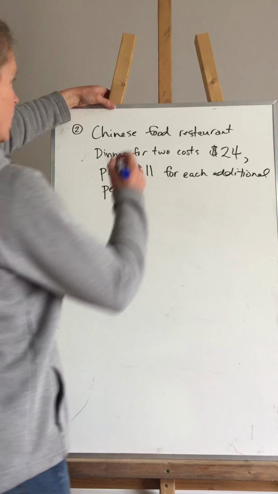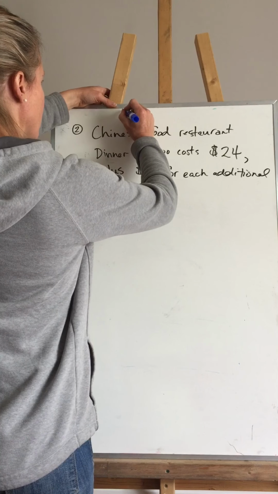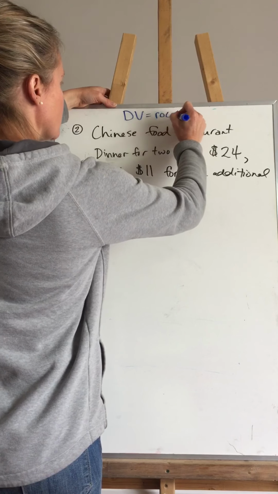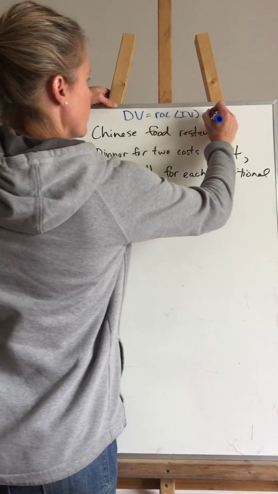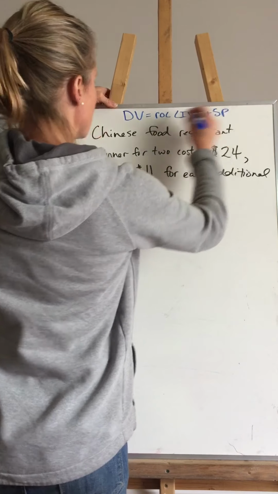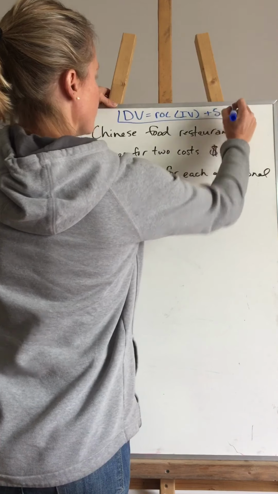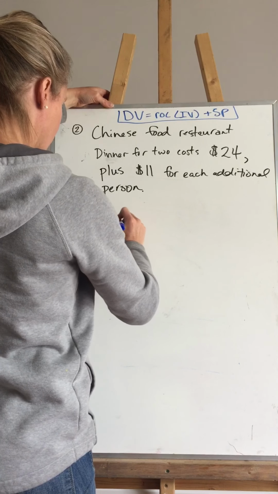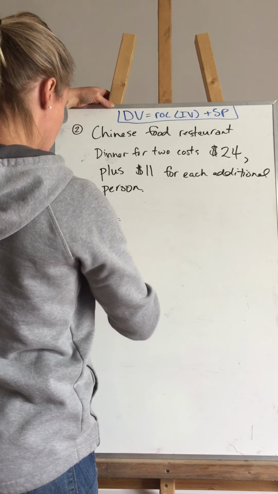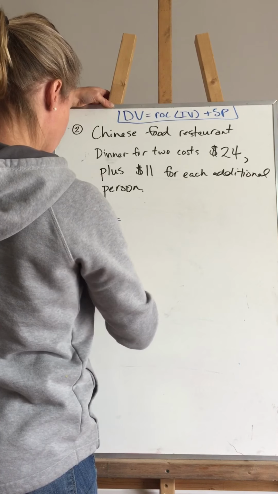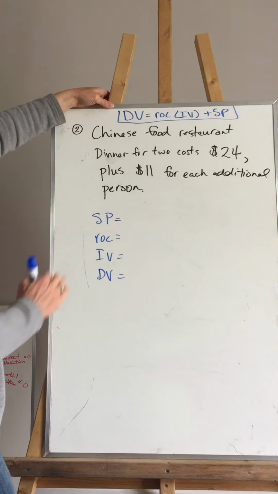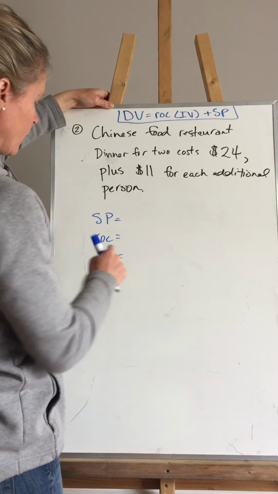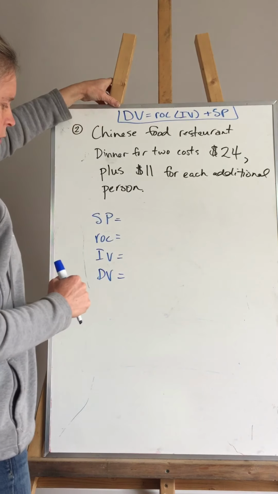So I will just write above here so I can keep it. The dependent variable equals the rate of change times the independent variable plus the starting point. We'll just keep that there. So we've got the starting point, the rate of change, the independent variable, and the dependent variable. I like to write all four of those things out and then we'll fill it in. I actually didn't do that on the last example, but this is generally a good way to do it.